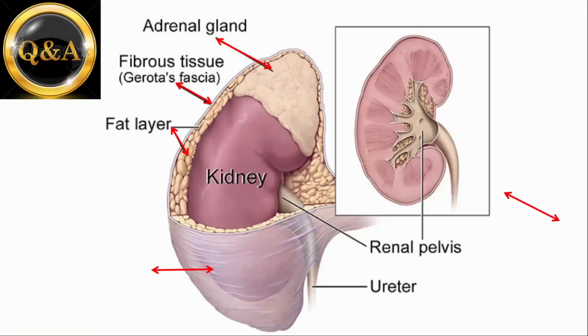And this structure is the peritoneum. It is the parietal peritoneum, where this parietal peritoneum fixes the kidney to the posterior abdominal wall.